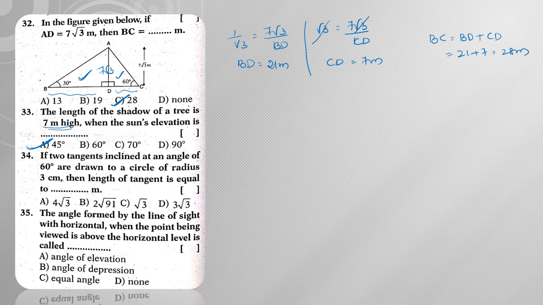Next, if two tangents inclined at an angle of 60 degrees are drawn to a circle of radius 3 centimeters, then the length of the tangent is equal to. So there is a circle, and to this circle we have drawn two tangents, right? These two tangents are inclined at an angle of 60 degrees. Then what is he asking? He is asking you to find out the length of the tangent.